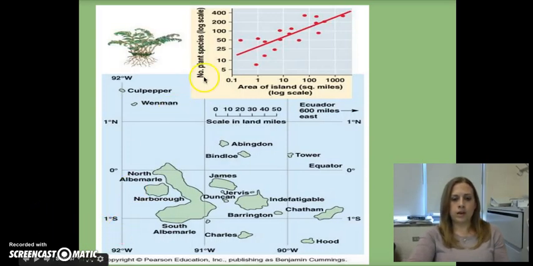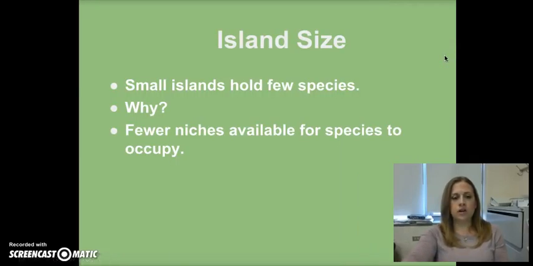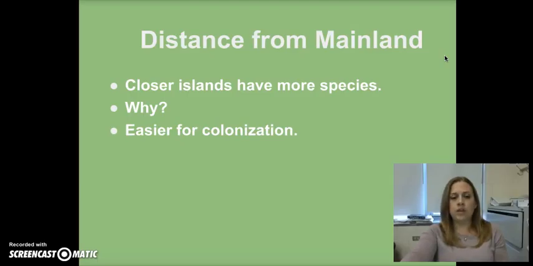Here what you are looking at is the number of plant species, and you're looking at the size of the island, so you can see that the number of species increases as the island gets bigger. So now island size is really important. Small islands are only able to hold a certain number of species. They tend to hold fewer species, and the reason for that is you have fewer niches available for species to occupy. Then when you look at the distance from the mainland, you tend to see closer islands have more species.